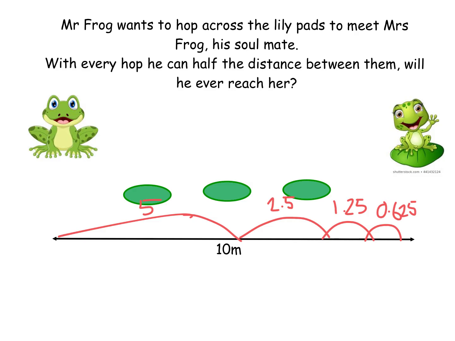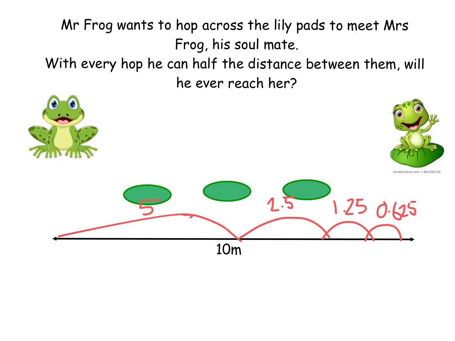The answer is no. Have you ever folded a sheet of paper and just kept halving it and halving it? Eventually, you have to stop. Mr. Frog will never make it to his soulmate. If you keep halving and halving, you will never get to the 10 metres, I'm afraid. We'll get super close, but not quite there. We'll get to 9.999. Let's show you this in action with a recurrence relation.